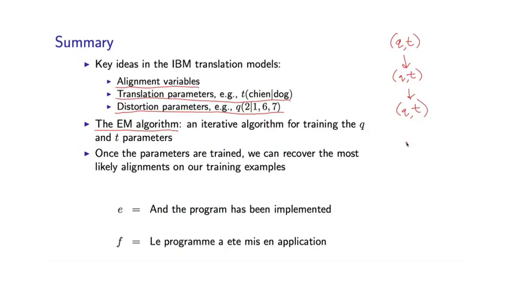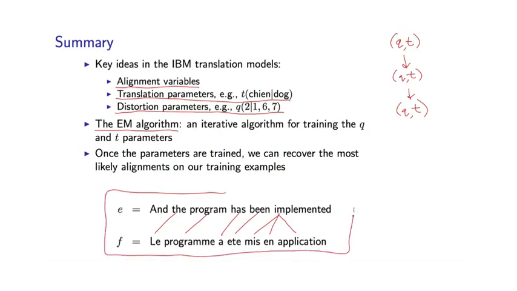And critically, once I've recovered these Q and T parameters using the EM algorithm, I can go back to my training examples and fill in alignments. So a little earlier I showed you how we can recover the most likely alignment for a sentence once we have the Q and T parameters. And this is actually how the IBM models are currently used in machine translation systems. They are a critical component in that they allow us to recover these alignments in our training examples.